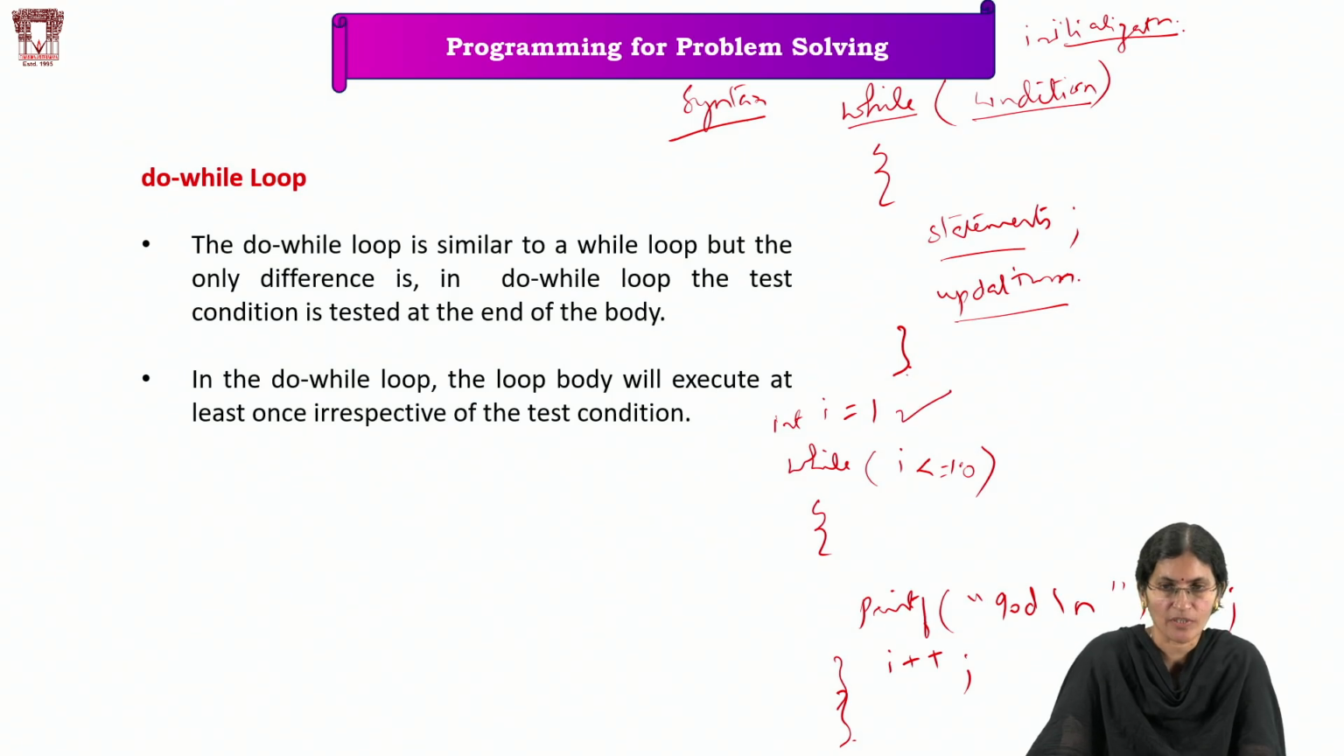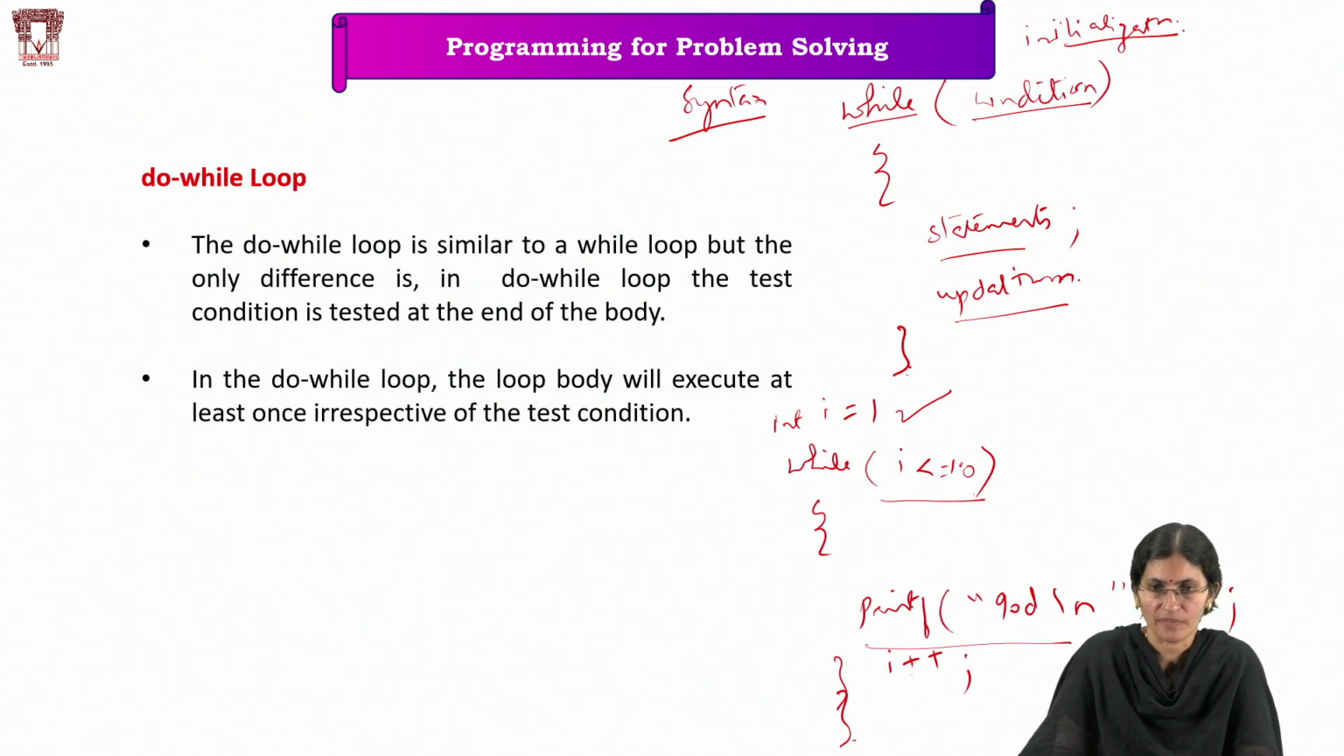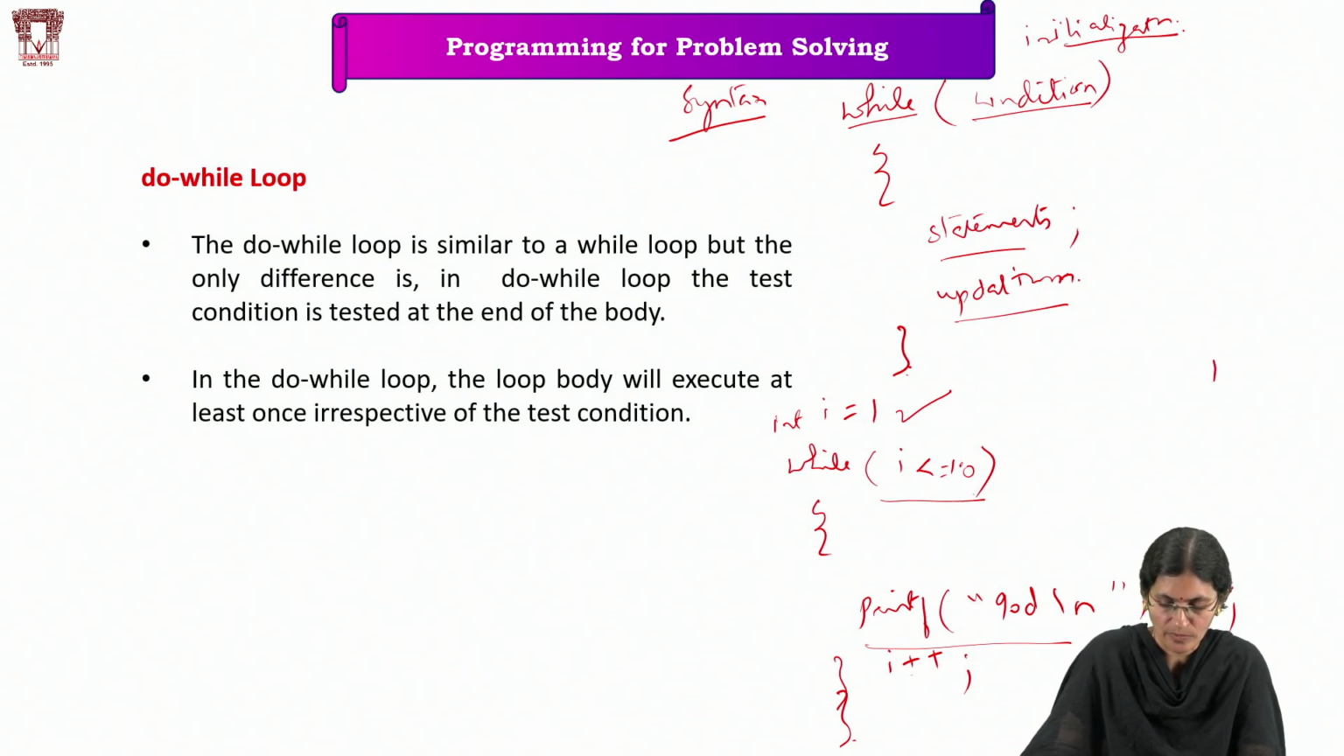So first this expression will be carried out, and after that the condition is checked. Since 1 is less than 10, it will enter this loop and this printf statement will be executed. The value of I will be printed, so that is 1 will be printed.